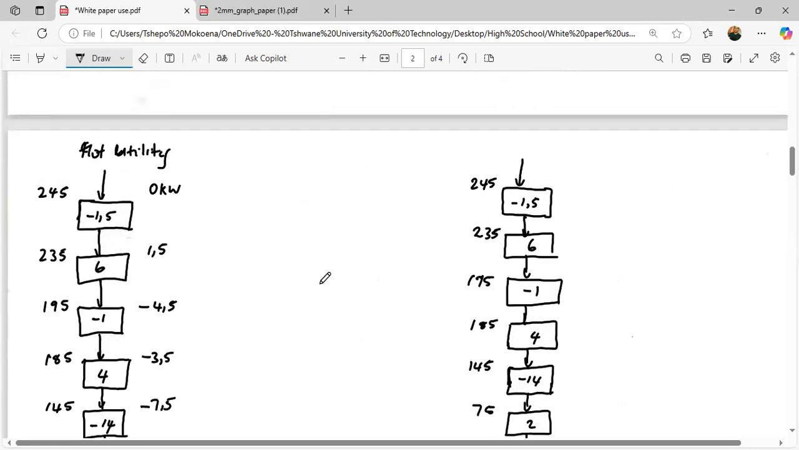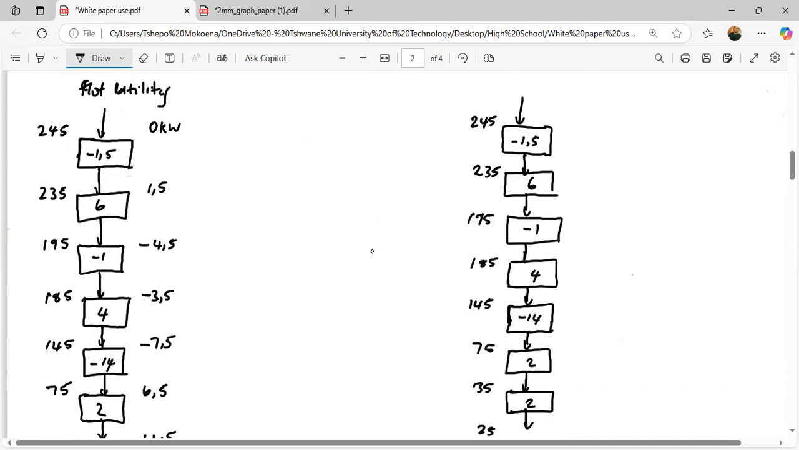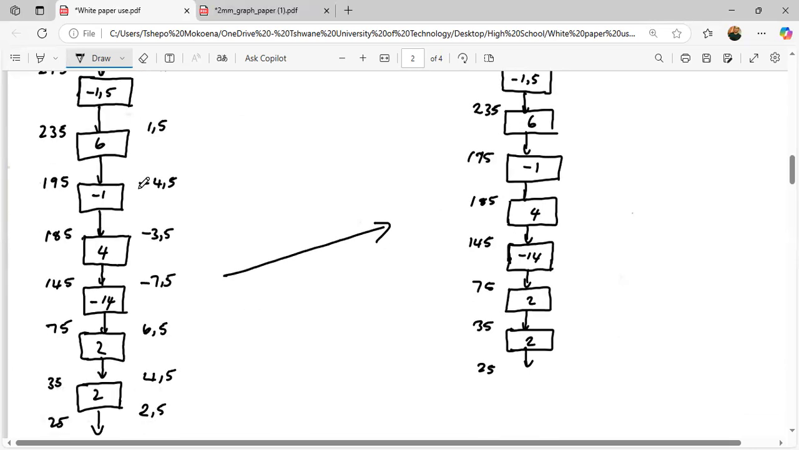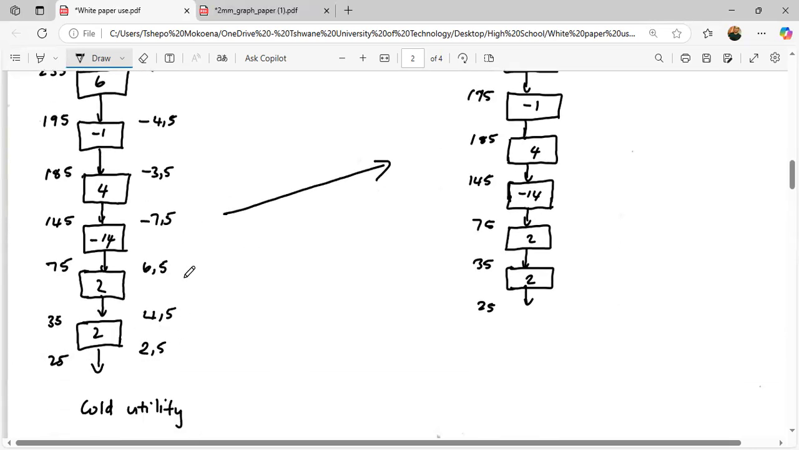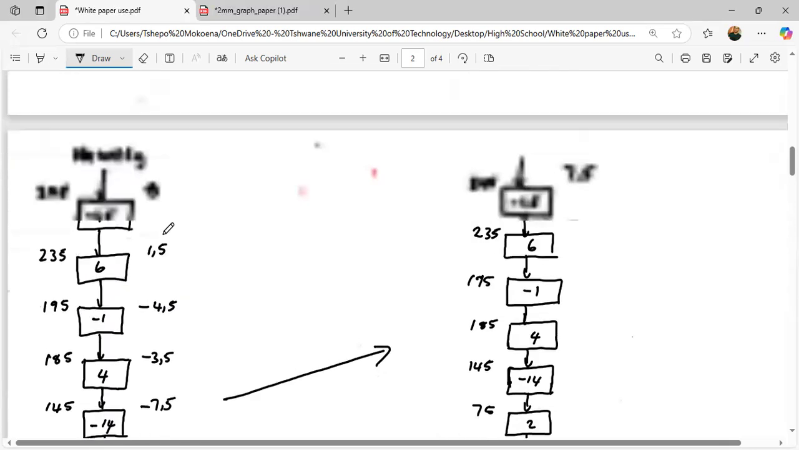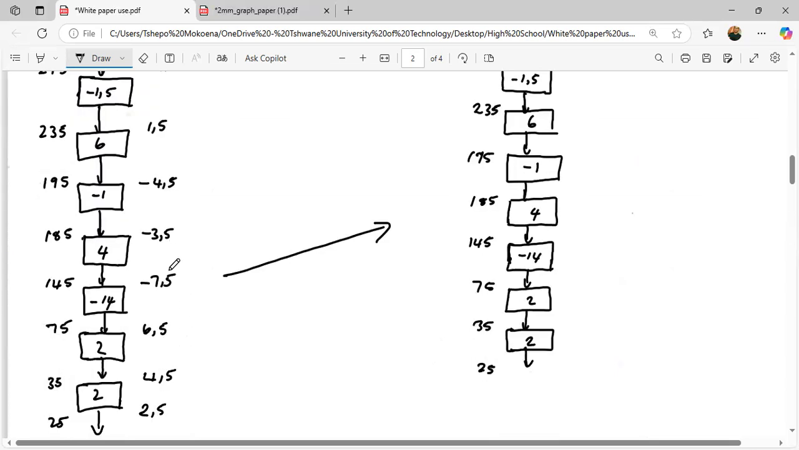Awesome. Now what we're going to do is, from this cascade, we say this cascade is infeasible. It is infeasible because we cannot locate our pinch temperature. Why? How do we see that we cannot locate our pinch temperature? It's because there is nowhere where we have 0 kilowatt.